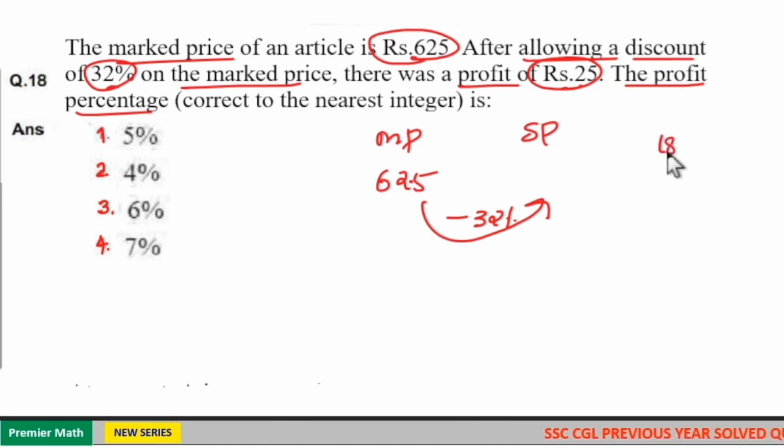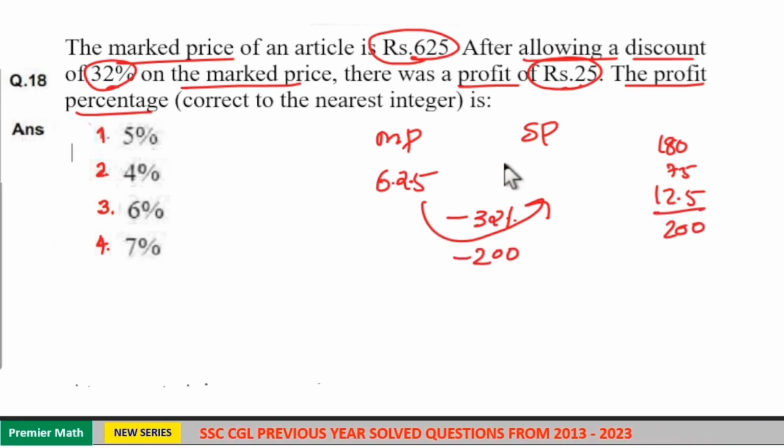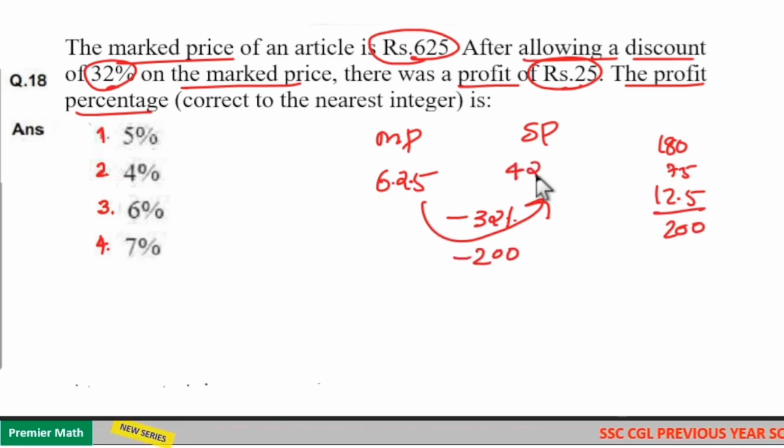3 into 60 is 180. 3 into 2.5 is 7.5. And here 1% of 625 is 6.25. So 2% is 6.25 into 2, that is 12.5. Now 12.5 plus 7.5 is 20. So total 200. That is 200 discount on this 625 will give you 425 rupees. So selling price is 425 rupees.